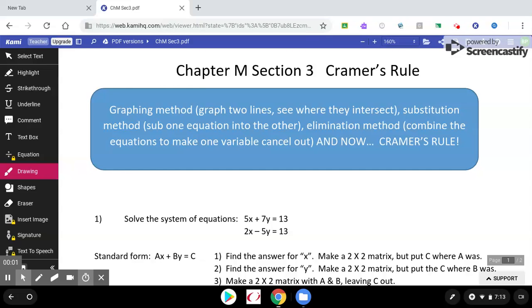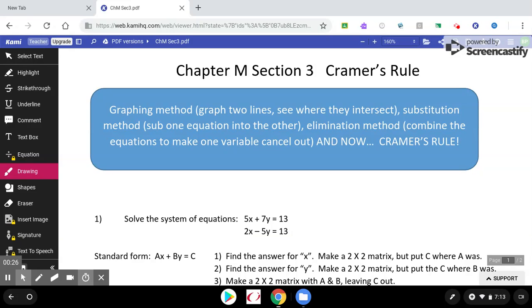Welcome to the third and final section of Chapter M, the chapter on matrices. This one is all about something called Cramer's rule, and Cramer's rule is yet another way to solve systems of equations. If you look in this blue box, it mentions the graphing method, which we have done in Chapter 2. Graph two lines, see where they cross. Substitution and elimination methods, I hope you are familiar with.